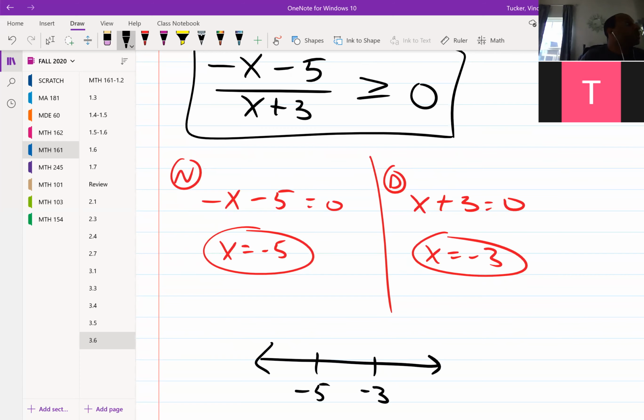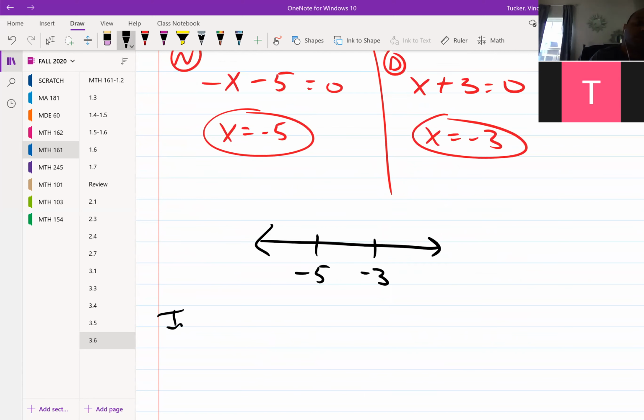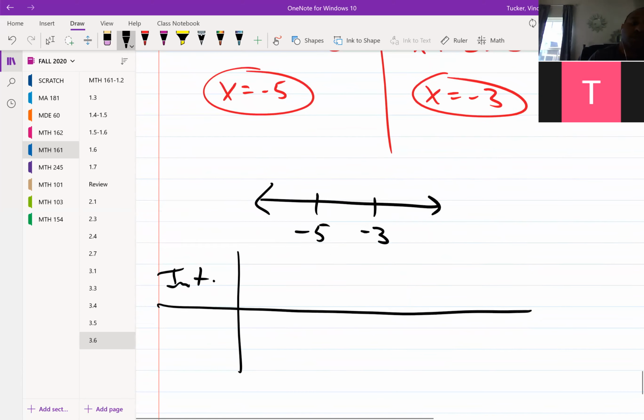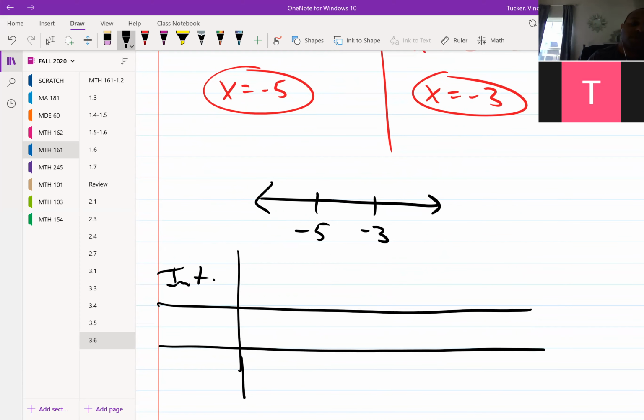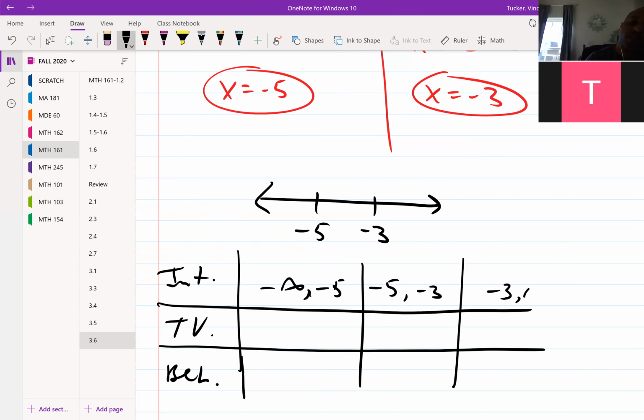Set up your intervals, and then your chart, and your intervals, test values, and then your behavior. Going from negative infinity to -5, -5 to -3, -3 to infinity. We know parentheses will be on our infinity signs.